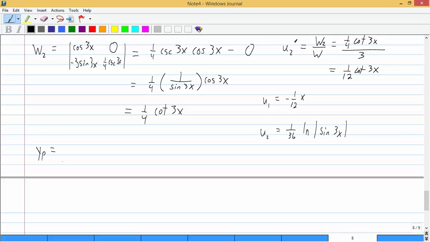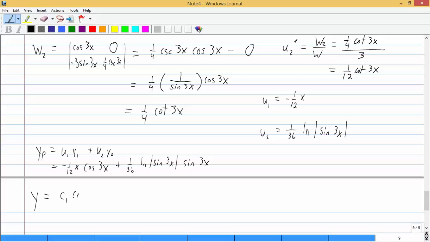So we are basically done. All we have left to do is find y sub p. Y sub p is u sub 1 y sub 1 plus u sub 2 y sub 2. So that is negative 1/12 x, and then y sub 1 is equal to cosine 3x. And then plus u sub 2, which is 1/36 natural log absolute value sine 3x times y sub 2. Y sub 2 was sine 3x. So that means that y equals c sub 1 cosine 3x plus c sub 2 sine 3x minus 1/12 x cosine 3x plus 1/36 times the sine of 3x times the natural log absolute value sine of 3x.